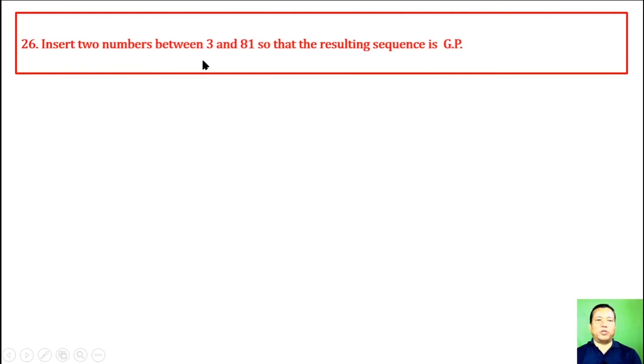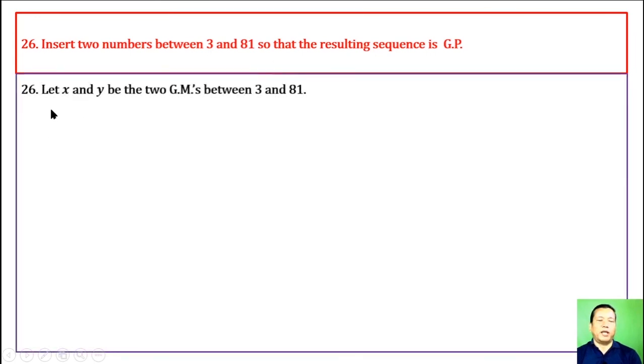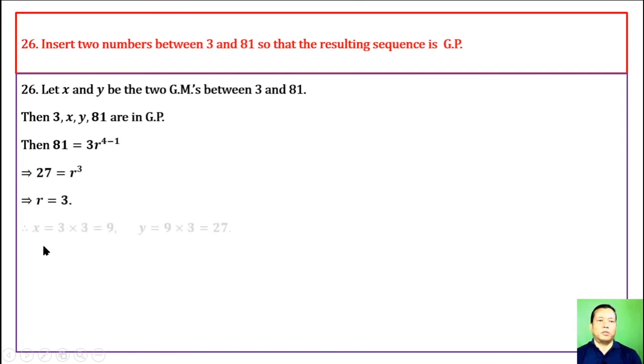26. Insert two numbers between 3 and 81 so that the resulting sequence is a GP. Let x and y be the two GMs between 3 and 81. Then 3, x, y, 81 are in GP. 81 is the 4th term, 3 is the first term. Using the standard formula, we get 81 equal to the first term 3 times r to the power 4 minus 1. Here r is the common ratio. We get r equal to 3. Therefore, x equals 3 into 3, that is 9. Y equals 9 into 3, that is 27.